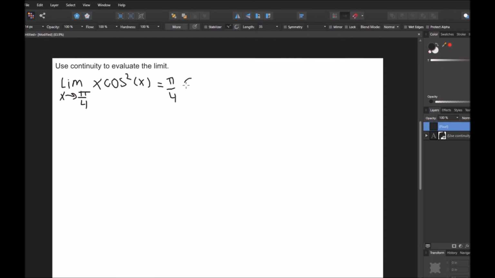times cosine squared of pi over 4. Now, cosine of pi over 4 is square root of 2 over 2. So I'm going to have pi over 4 times square root of 2 over 2, and that whole thing is going to be squared.